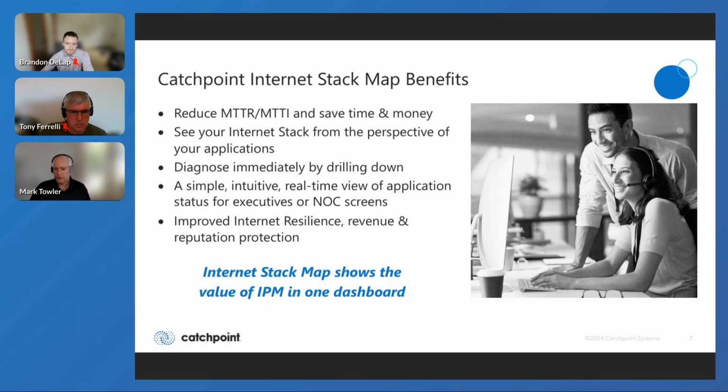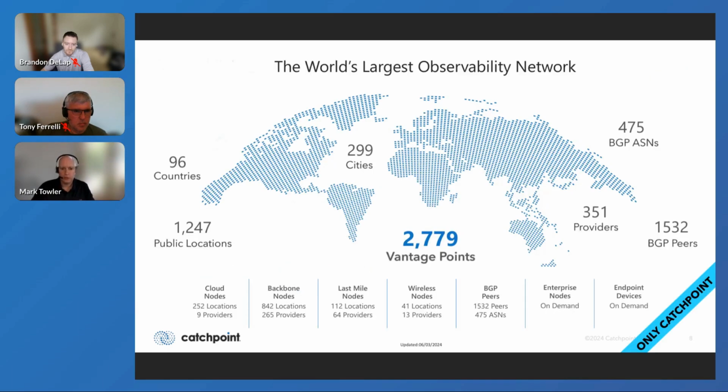It's very intuitive. One thing that we think is emphasized is the fact that this is very simple. That map we were just looking at is very simple. Anyone can look at that and go, oh, that's red. That's probably a problem. You can show this to executives who don't necessarily have a good understanding of how network operations works, and they're going to understand it. You can show it to the guy you just hired out of engineering school or the summer intern, and they're going to understand it as well. What it's going to do is help you improve your internet resilience. It's going to protect your revenue, and it's going to protect your reputation of your organization. It's really the value of IPM all in one dashboard.